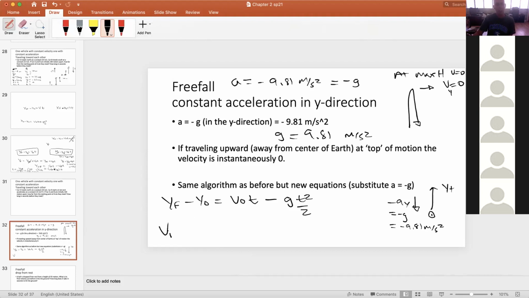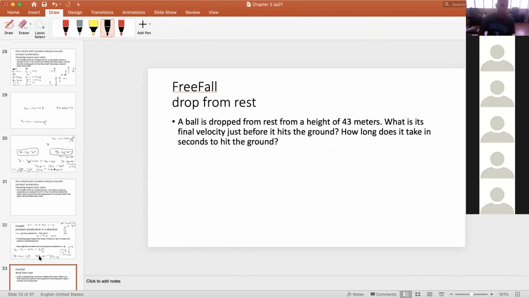The other equations are V final is equal to V initial minus gt instead of plus at. V final squared minus V initial squared is minus 2g times Y final minus Y initial. We'll come back to that. So Newton's question of dropping an apple from the ground. Draw a picture. Make sure that you label Y. This is Y positive going up. The object's going to fall. A is equal to minus g, meaning it's down, opposite.